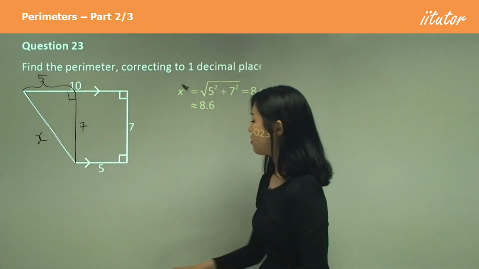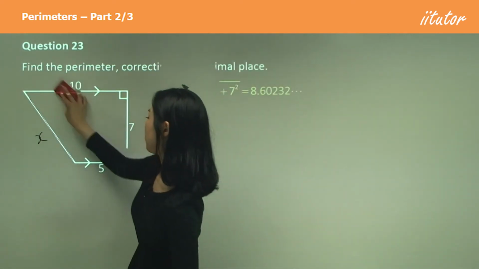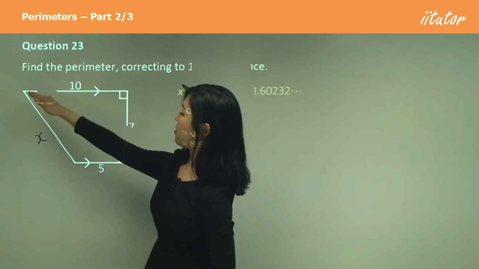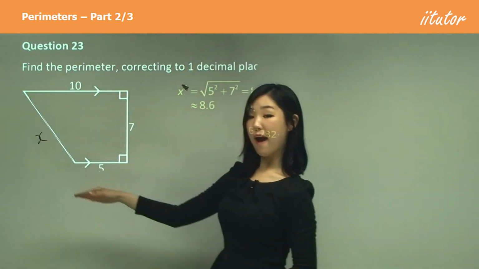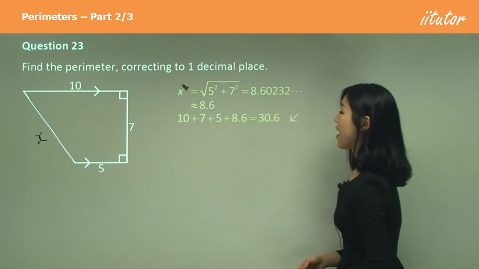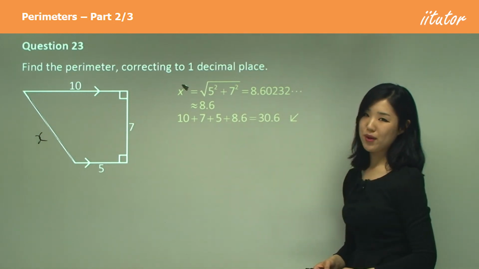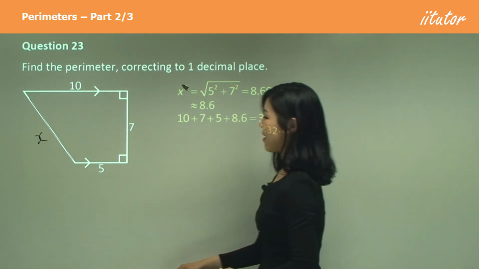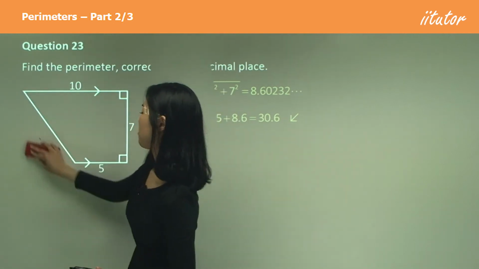So now all we need to do, I'll rub this out so you don't get confused. x plus 10 plus 7 plus 5 is our perimeter. So add them up and you should get 30.6. Okay, so that's my answer. Very, very simple. Just using Pythagoras theorem.